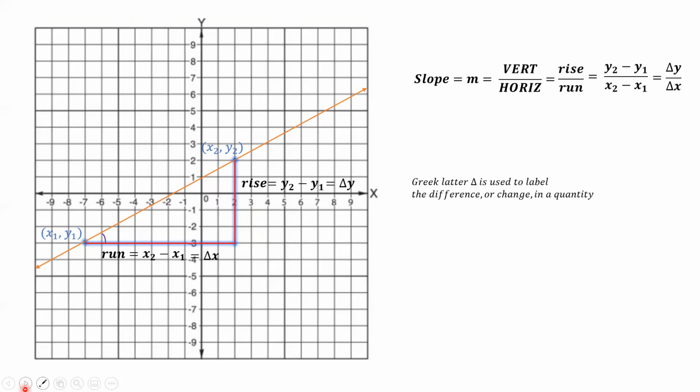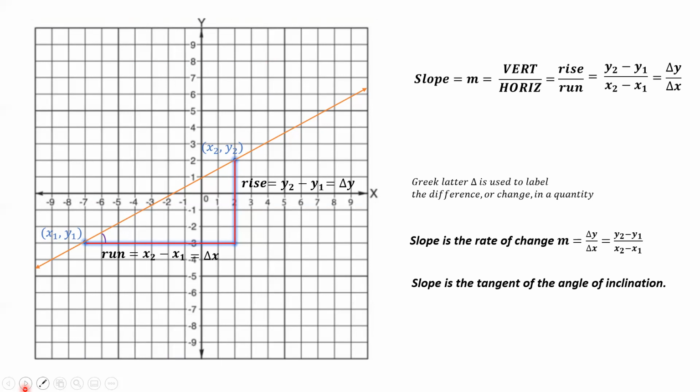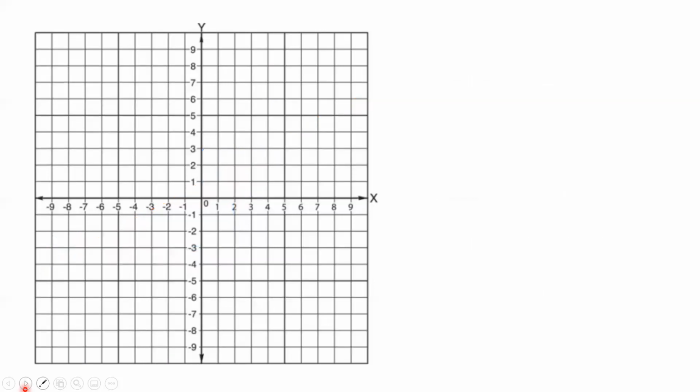So if we want to give a quick definition of a slope, we could say that slope is the rate of change, delta y over delta x, of any 2 points on the line. But we could also say that slope is the tangent of the angle of inclination of the line. And one last thing that I want to show you today in this video is how we can use slope to graph the line given a point. Let's pick this one with coordinates -2, -1, and the slope. We can choose m equals 3/4.